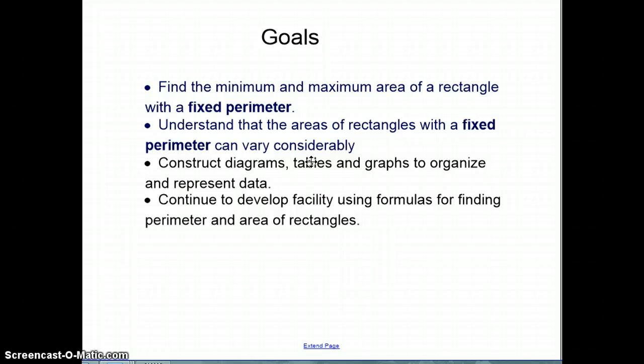Last section we covered was 2.1, and that dealt with fixed area, where the area stayed the same and the perimeter changed. This is going to be a little bit of a different scenario for this unique shape. It's a fixed perimeter. The perimeter will stay the same this time, and the area will change. So I just ask that you read these goals yourself and then we will move on.